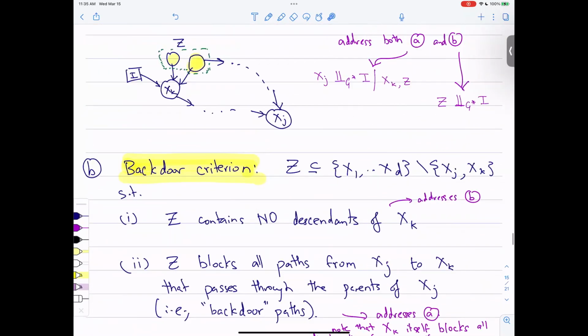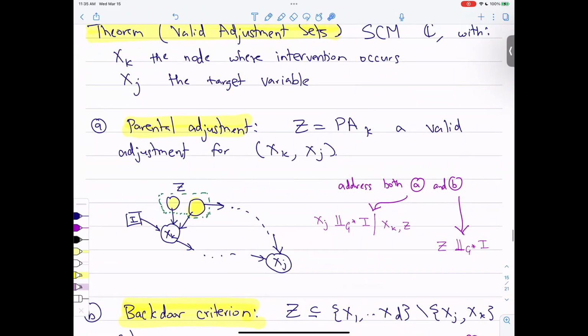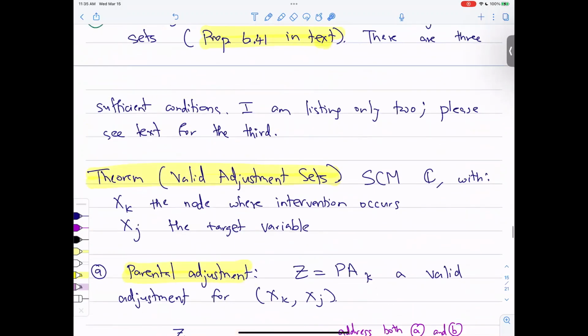Sorry, could you repeat that last part? The proof of the second part, the conditional. I see what you're asking. So there are two parts, right?